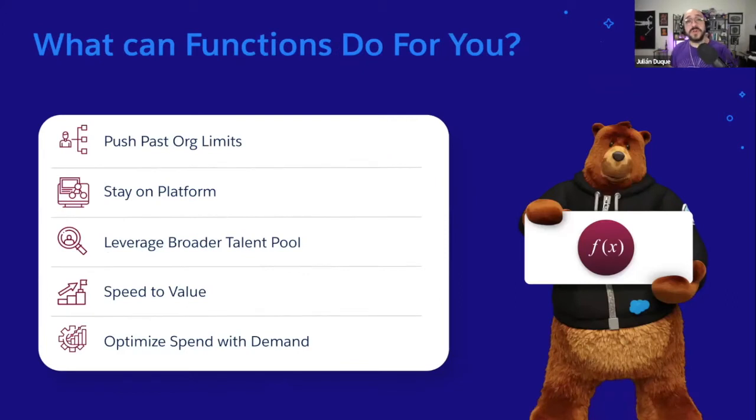So what can functions do for you? It can push past org limits. Remember, I mentioned we have the governor limits, and there are certain operations we cannot do today. For the rest of those operations, you can rely on functions. You are staying on platform. You are not taking your data out of Salesforce, going through a different cloud vendor. You are staying on platform with your information. You can leverage the broader talent pool, as I mentioned before. You are bringing more talent into the Salesforce ecosystem. This is something very good, which is the speed to value. You are iterating faster and creating solutions faster.